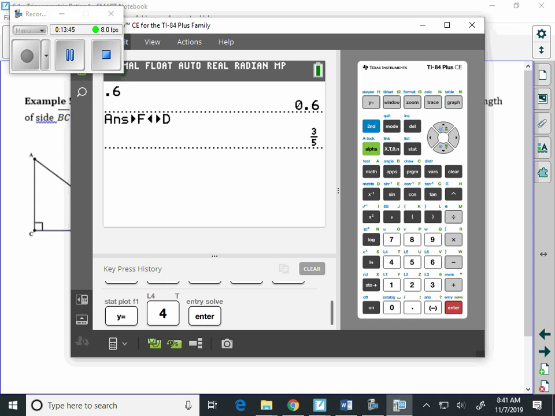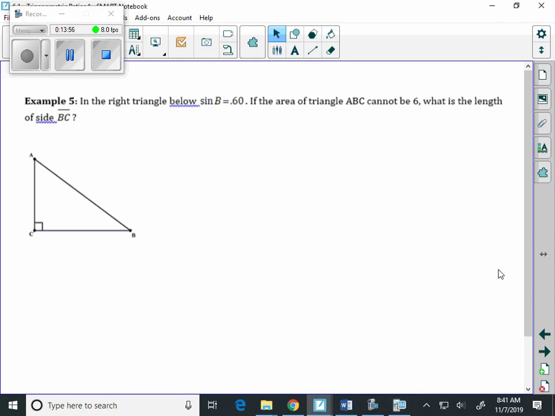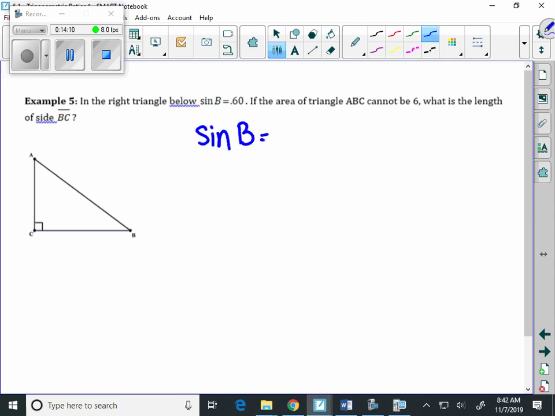And the thing is, if you use 3/5 in the problem, then the area of your triangle is going to be 6, and that's not going to work for us. So what I did is I converted 0.6 to a fraction. And if you know that the 6 is in the tenths column here, we can say that sine of angle B equals 6/10. Don't reduce that fraction. Don't simplify it to the 3/5 on this particular one.